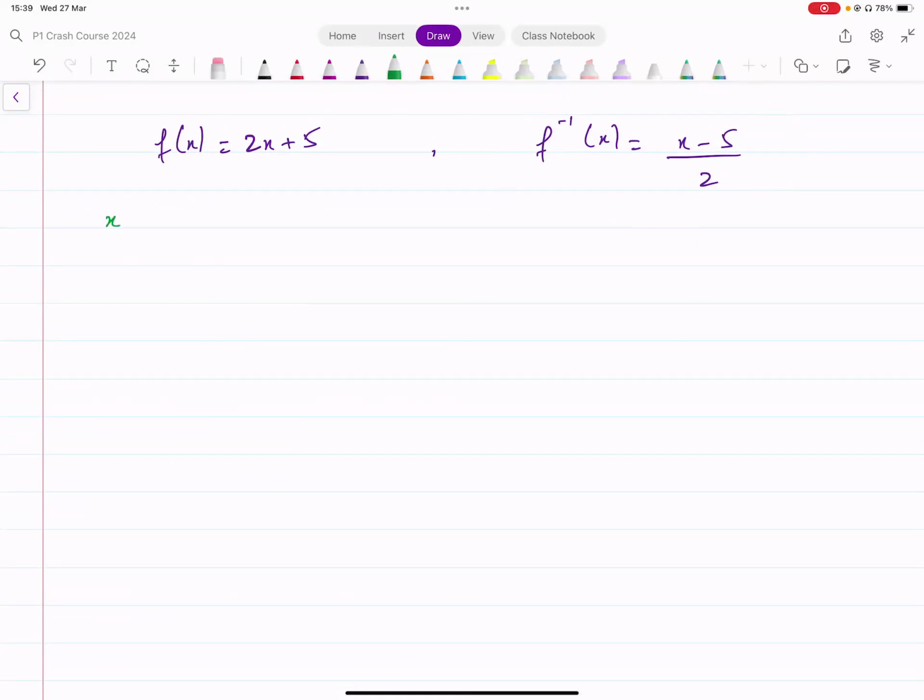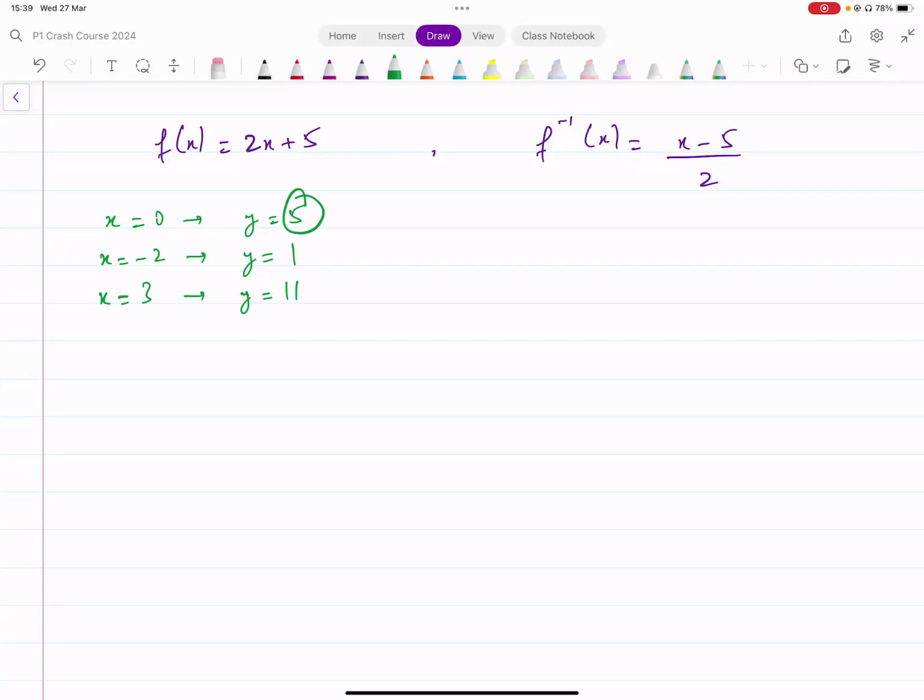Because if you were to input, for instance, x equal to some value in the first function, for example, 0, what value of y do you get from this? You get y equal to 5. If you were to input x equals minus 2, for instance, what value of y do you get? Y equals 1. If you input x equals 3 here, for instance, you get y equals 11.